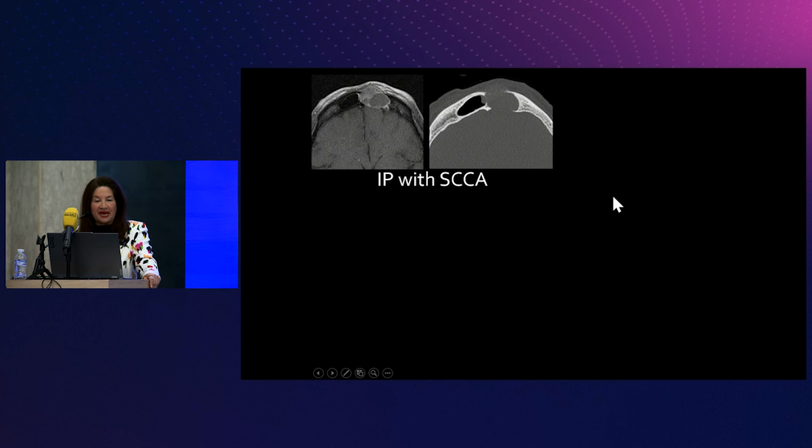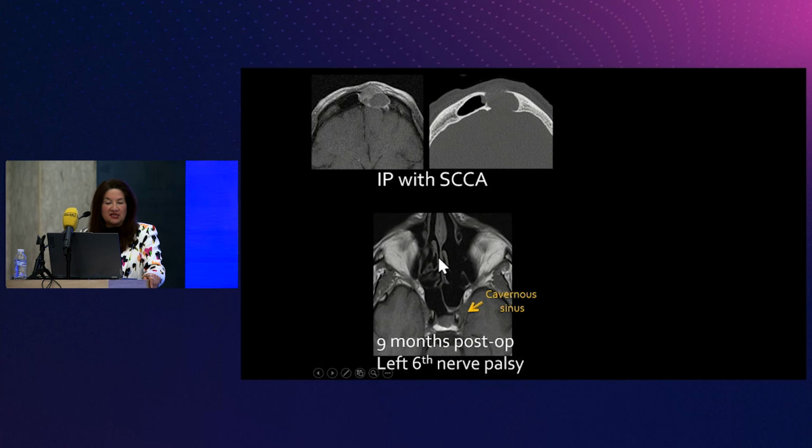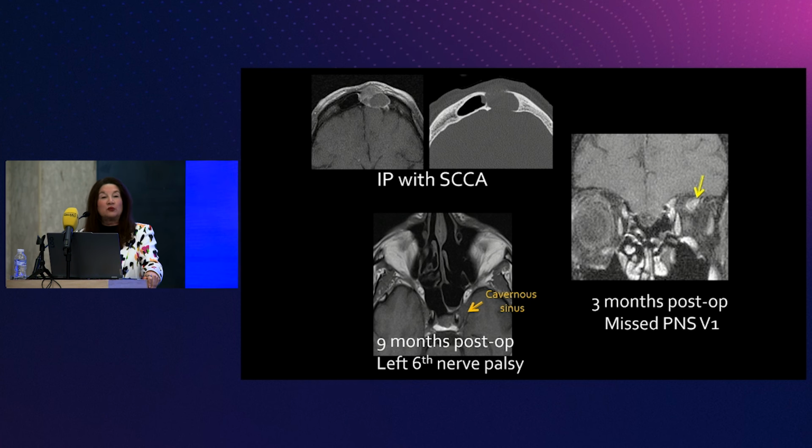This is nasopharyngeal cancer. This is an inverted papilloma that was read as a mucocele. It doesn't look like a mucocele, the bone's destroyed. And what happened was this was all nicely surgically resected, and 9 months later, the patient came back with a 6th nerve palsy. So what happened? If you look on the T1 weighted image here, you'll see there's a mass in the cavernous sinus. That mass is causing their 6th nerve palsy. What was missed? 3 months postoperatively when they had their routine scan, this is perineural spread along V1.